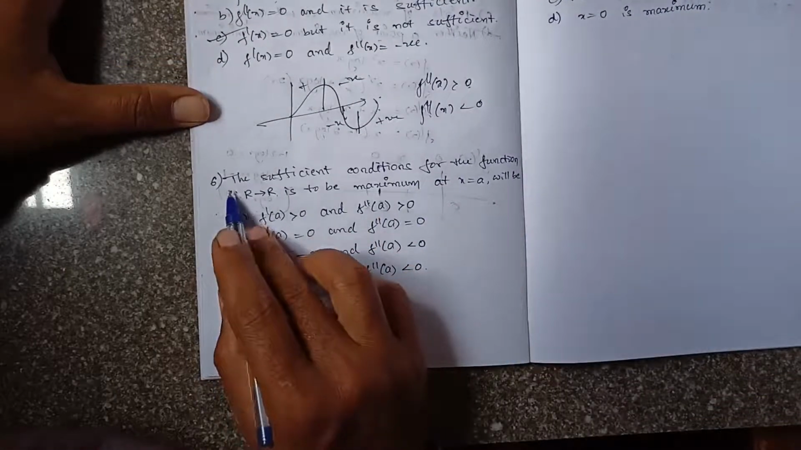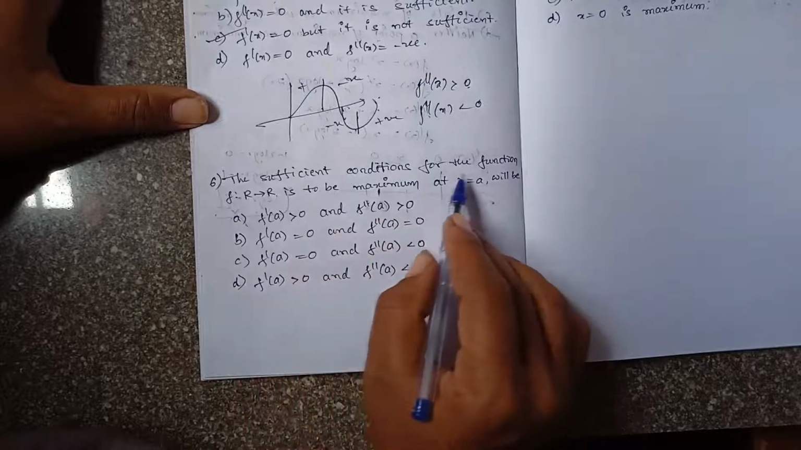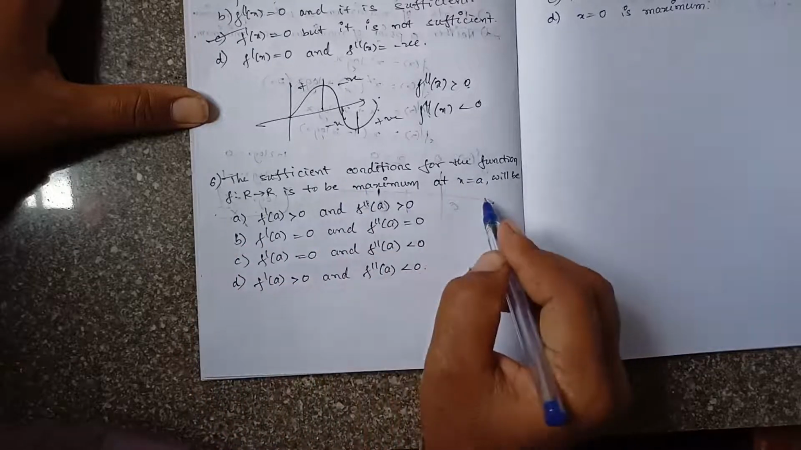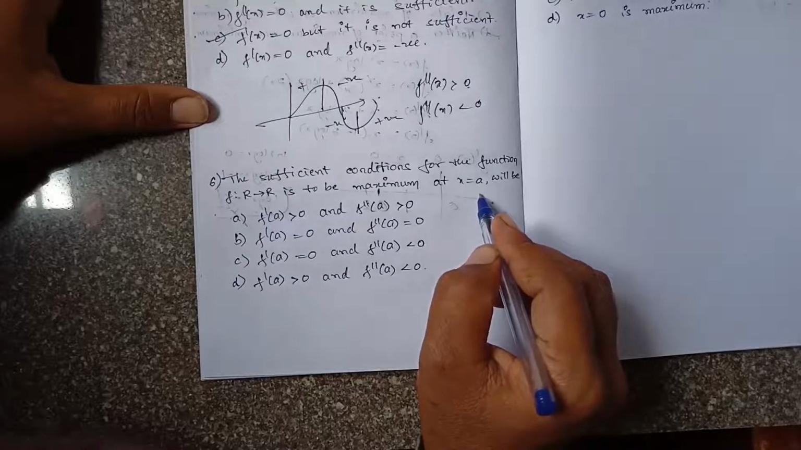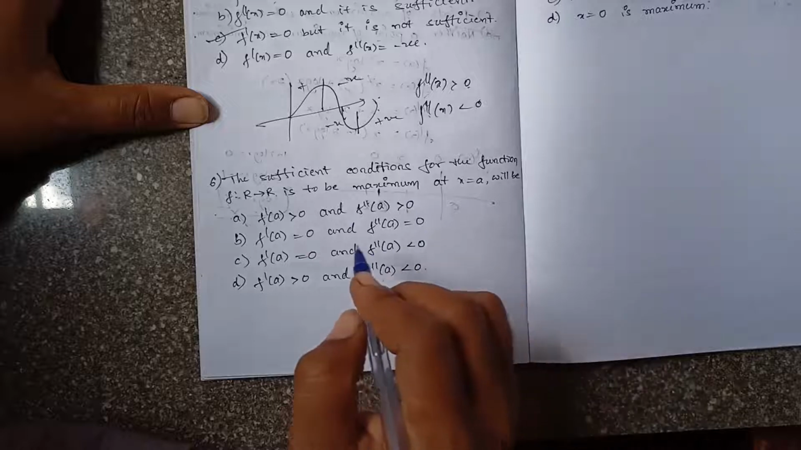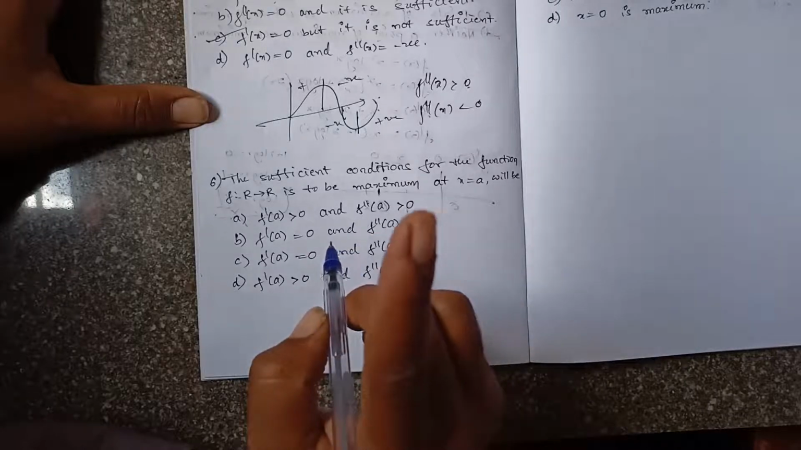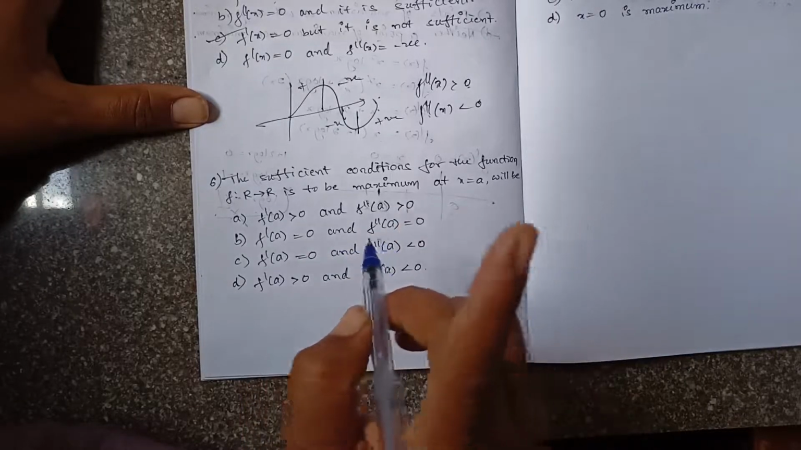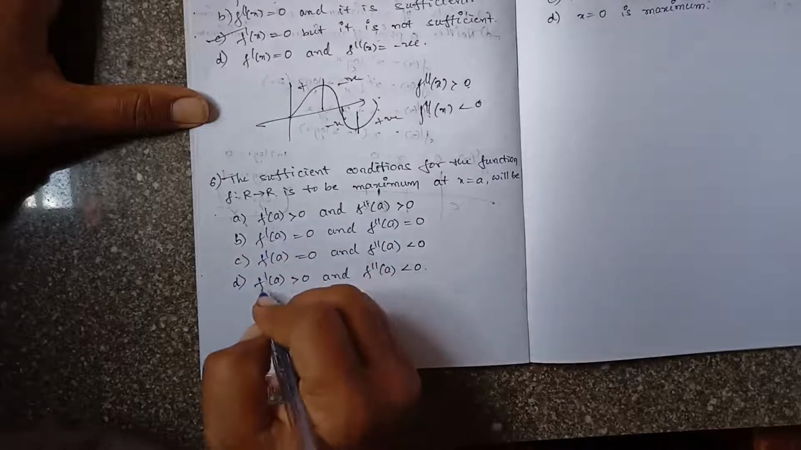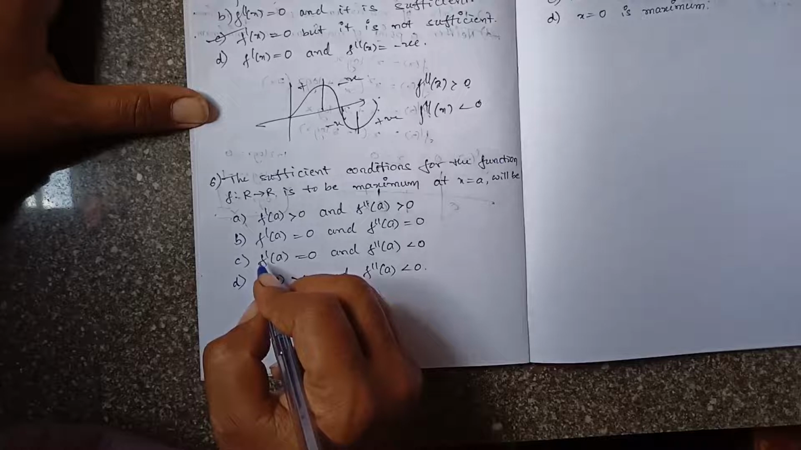Next, sixth one. The sufficient conditions for the function f maps from R to R to be maximum at a point x is equal to a. At the point x equal to a, the function is maximum. What is the condition? First condition is that f dash of a has to be 0, which means the first order derivative at the point has to be 0. So A and D are wrong, only B and C are left.